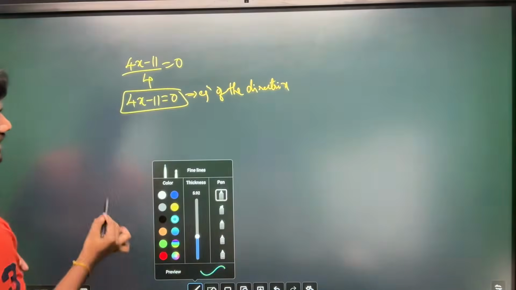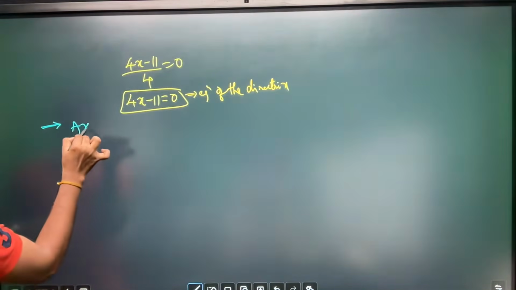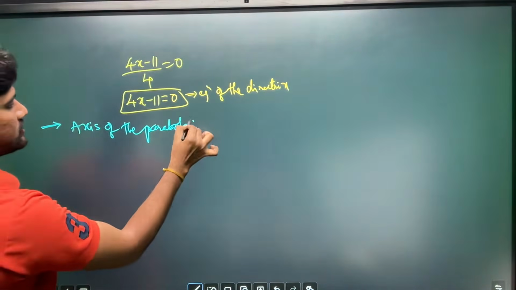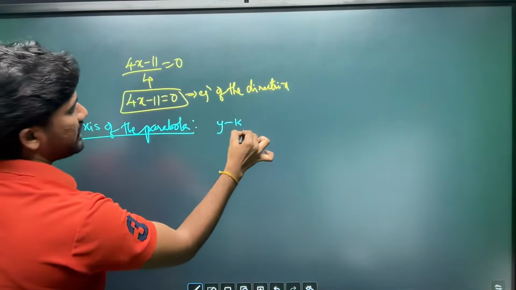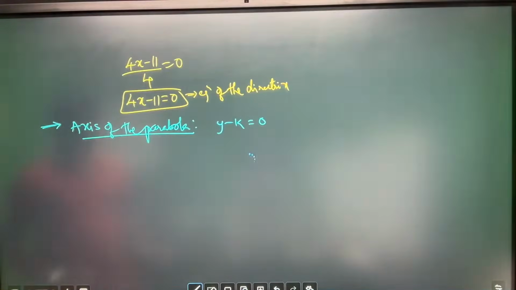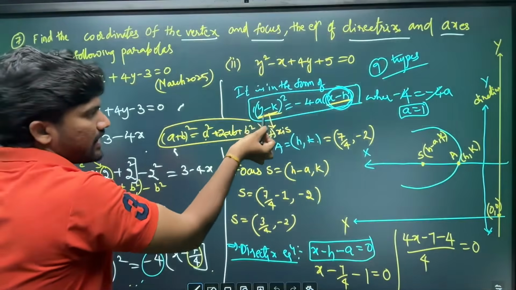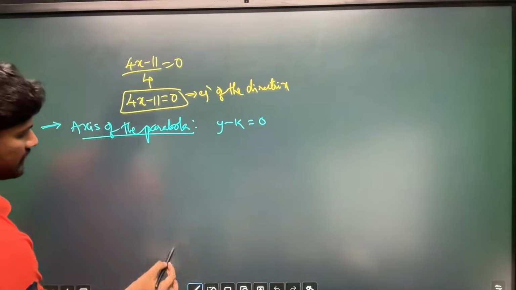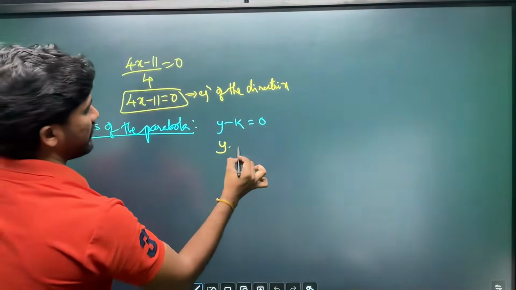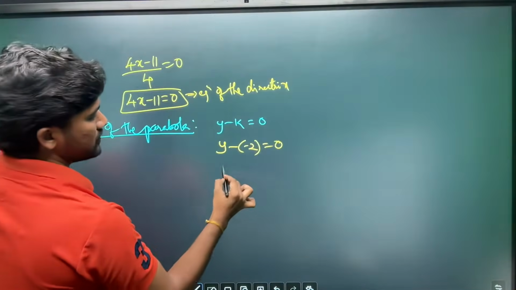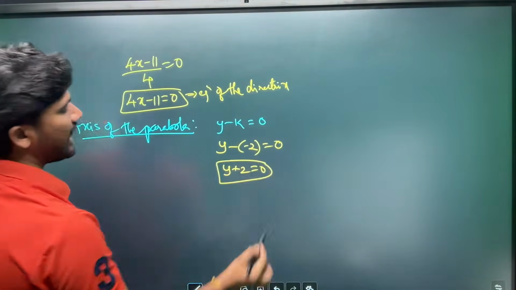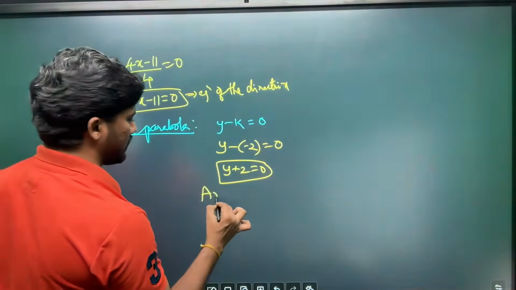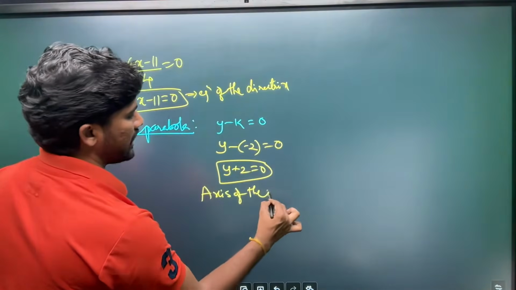So next what they are asking last, fourth point vachesi axis. Axis of the parabola is nothing but, here we have y minus k equal to 0. That is the axis of the parabola. Sir, how can you say ante, this is LHS value y minus k is there na, that y minus k is the parabola axis anamata. So therefore y minus k, y minus k value enta, minus 2. So y plus 2 equal to 0 is the axis of the parabola. Clear kada? Like this you have to find.